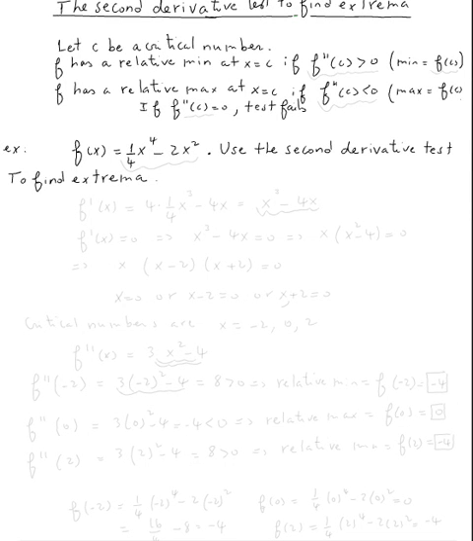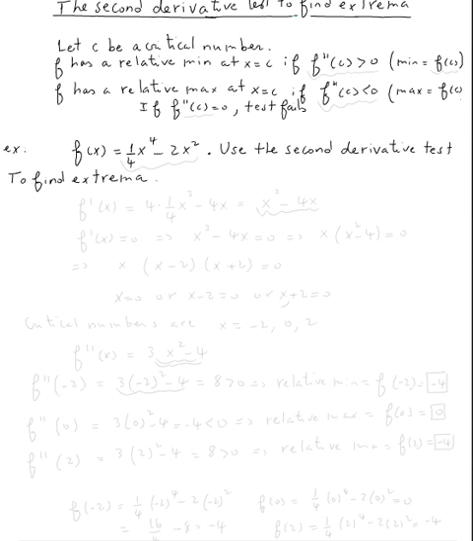The topic is the second derivative test to find extrema. Let c be a critical number. f has a relative minimum at x equals c if the second derivative, f double prime of c, is strictly bigger than 0. And in that case, the minimum is f of c.